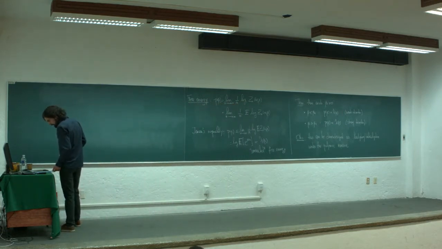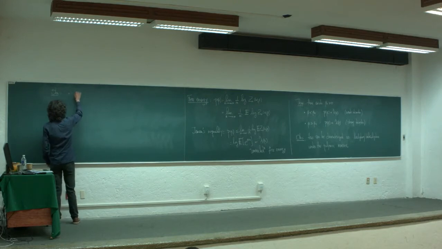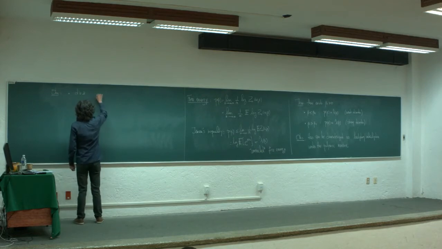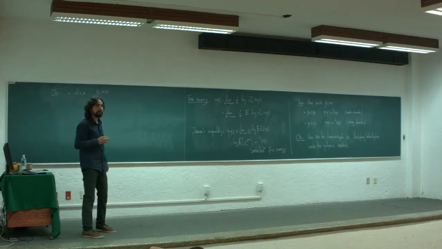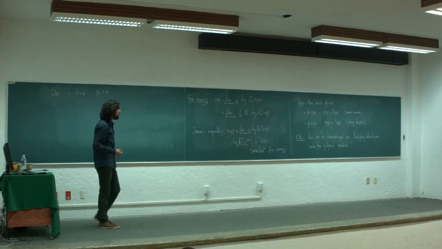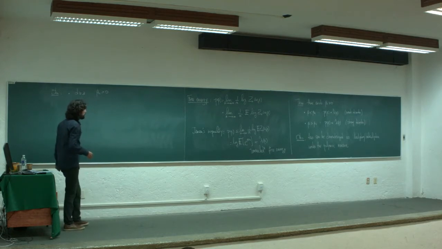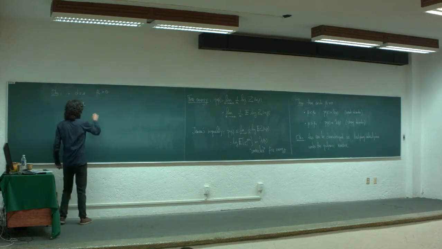So what you can show is that in dimension bigger or equal to 3, this beta critical is strictly positive. There are some L2 computations that you can do and use some simple random walk arguments to show that this is positive. And in d equal to 1, you can show that beta critical is equal to 0.